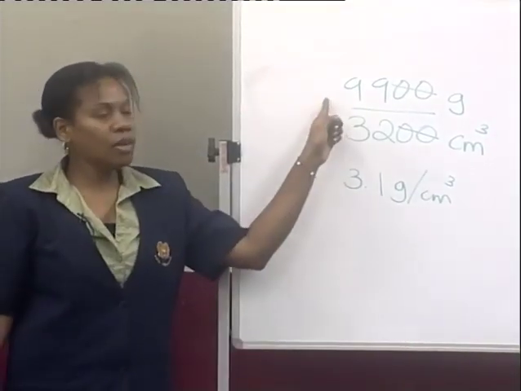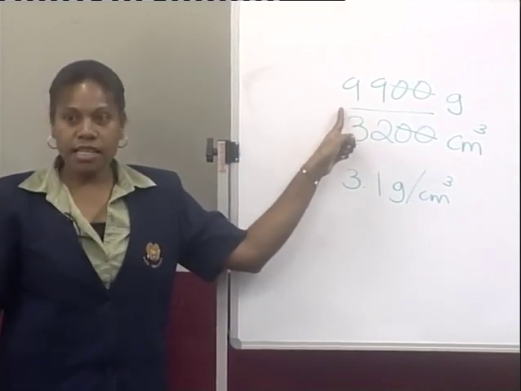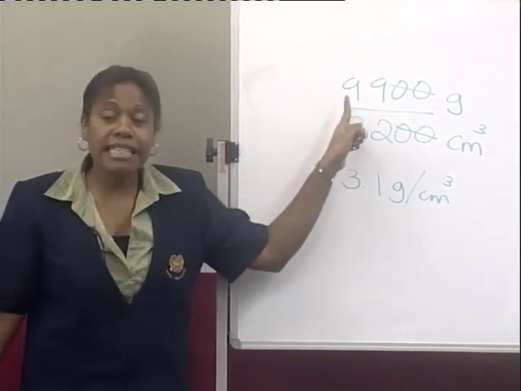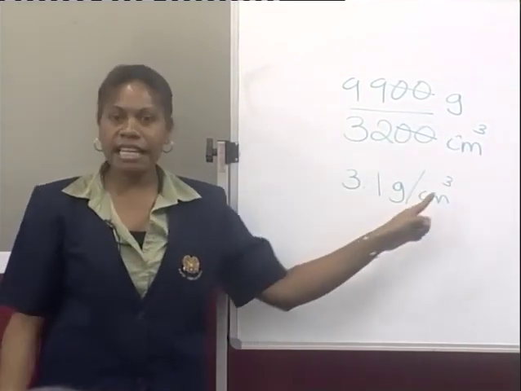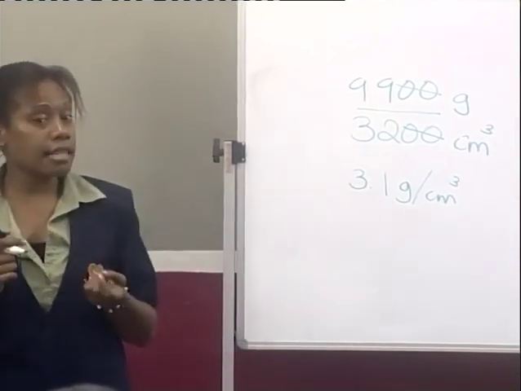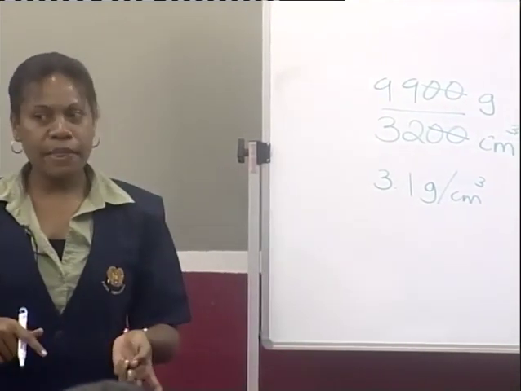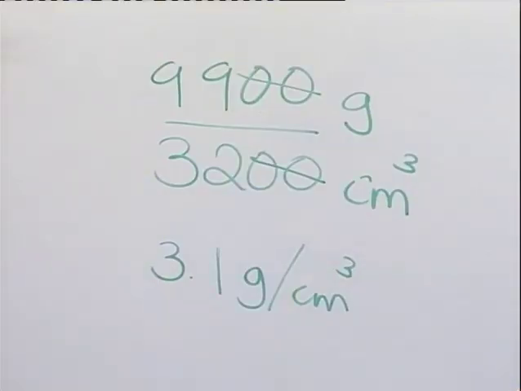We only wanted to find the weight, okay? 10 times as big. So 990 times 10, 320 times 10. And then when we get our answer, it's 3.1. So the density, is it different or the same? Density is still the same, okay?